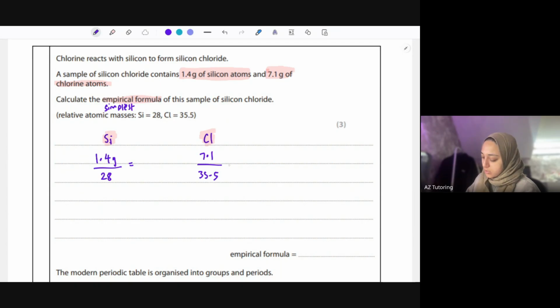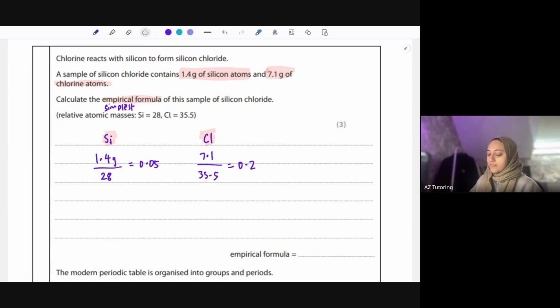So if I put that in the calculator, I get 1.4 divided by 28, which gives me 0.05, and then 7.1 divided by 35.5, which gives me 0.2. Now, I can't have decimal numbers in my empirical formulas. For example, I can't write Si 0.05 and Cl 0.2. They have to be whole numbers. So you need to get these ratios to whole numbers.